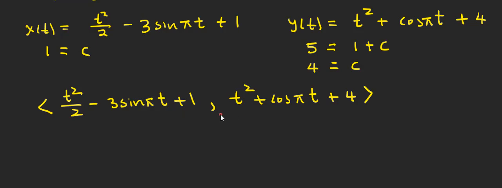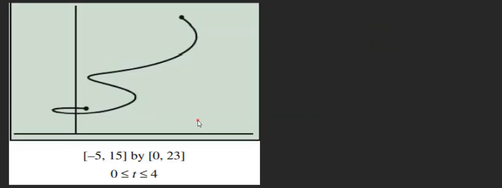So therefore, this is going to be our position vector. And now all we've got to do is use this to graph the parametric curve from t equals 0 to 4. And when you do that, you'll get a graph something like this, setting your window from negative 5 to 15 and 0 to 23, where t goes from 0 to 4. And make sure you confirm it with your graphing calculator.